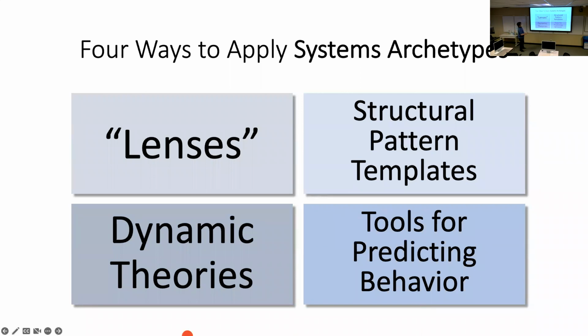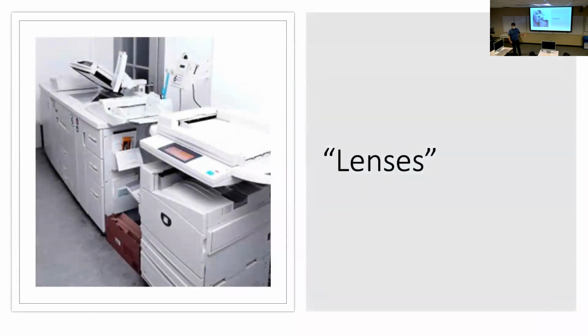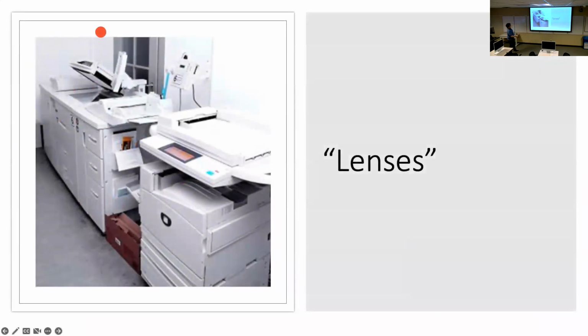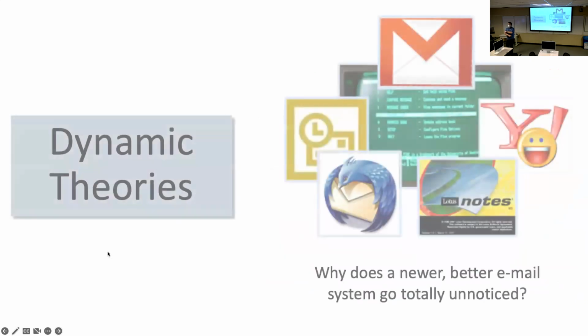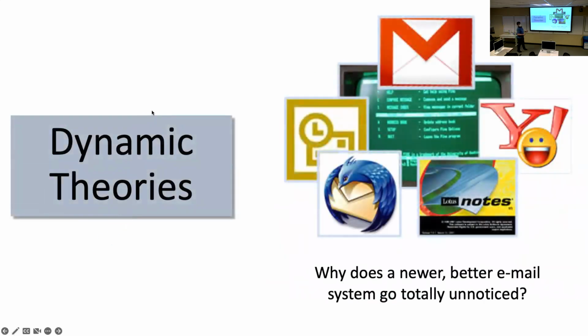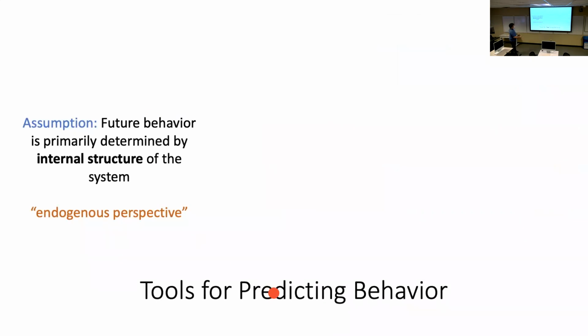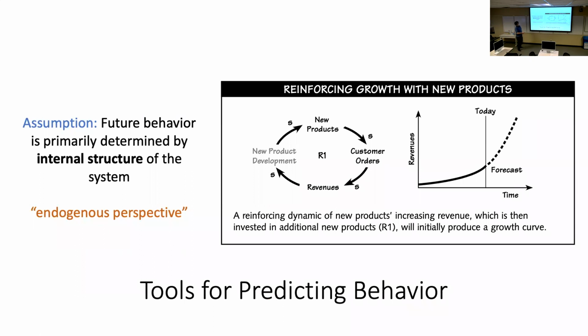And you should understand these 4 different ways that Kim and Lannon talked about that you could potentially use those archetypes. As lenses, where you can take multiple archetypes and apply them to the same system, and that will give you different perspectives on possible solutions. As structural pattern templates, where you take an ugly giant CLD and turn it into something that's much more manageable. As dynamic theories, where you use an archetype to understand why you're seeing a particular behavior over time, and then use that to generate potential interventions to change that behavior over time. And then predicting behavior, which is related to that.